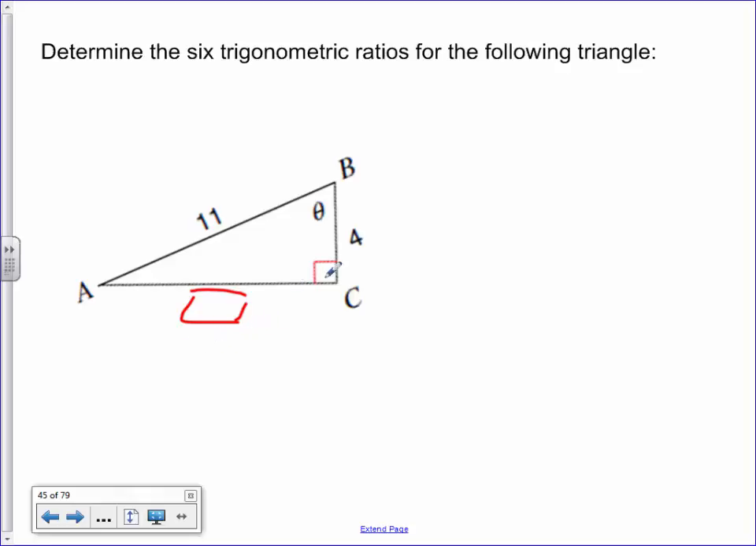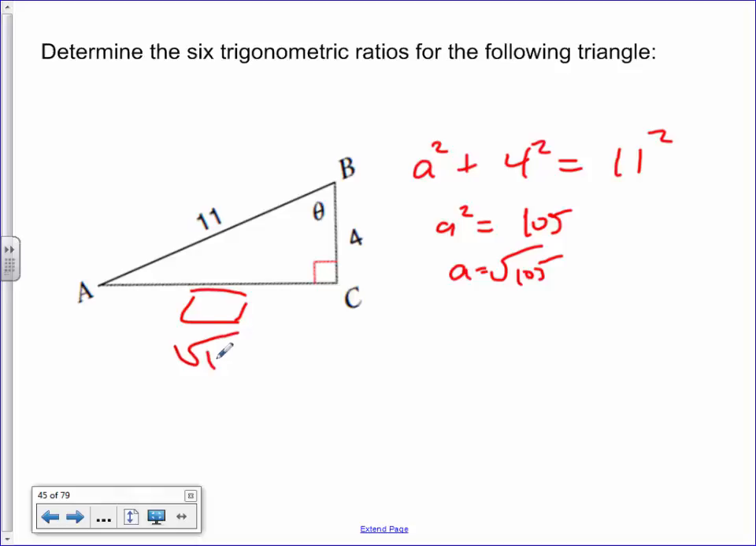Yeah, Pythagoras' theorem will work. a squared plus b squared has to equal c squared. Keep in mind the 11 is the hypotenuse, right? So how do I solve for a? That'll work. So is that 121 minus 16? I got 105. So it's actually the square root of 105. Yeah, let's leave it as the square root of 105.